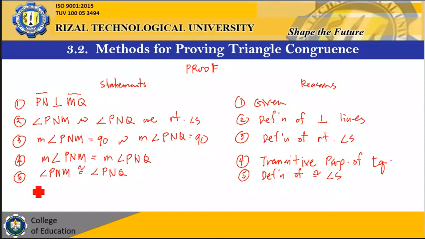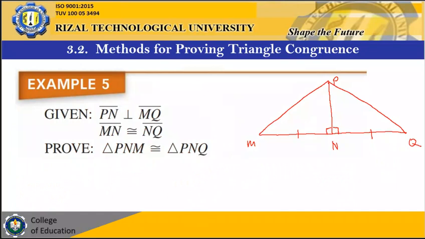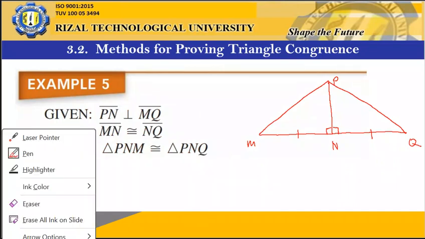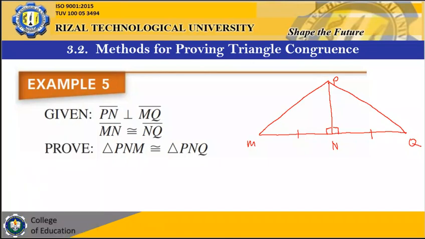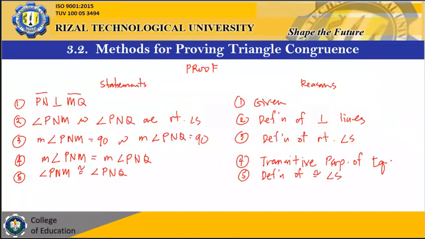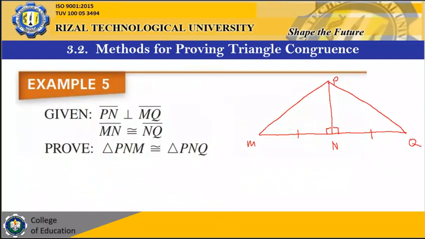Now, since we have already established that the two angles are congruent, let's draw another piece of information from our given, which is number 6: segment MN is congruent to segment NQ. And that is our given.